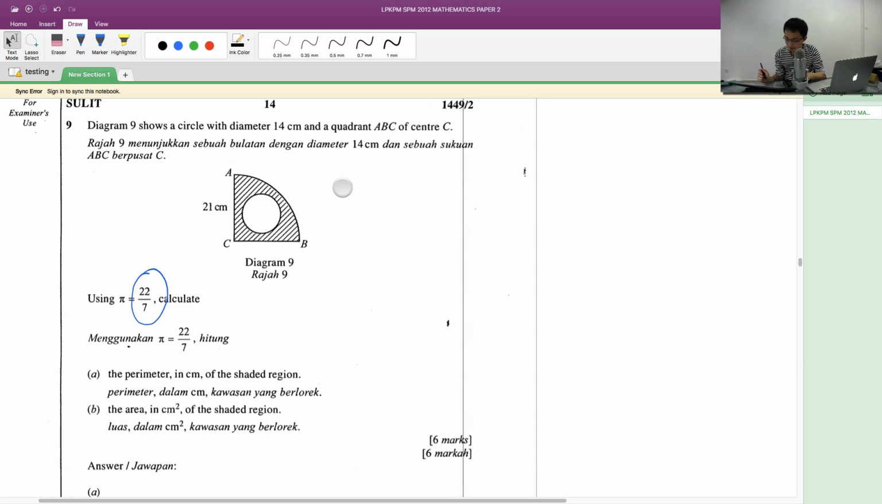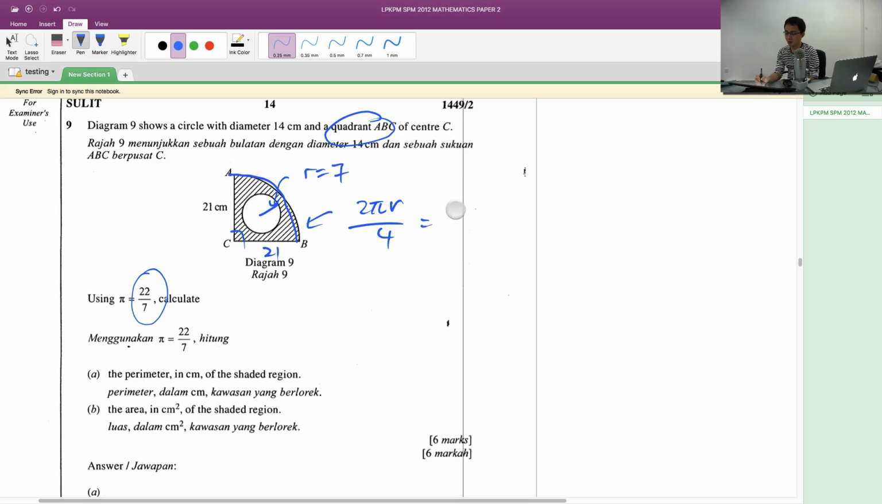In diagram 9, the circle has a diameter of 14. Since the diameter is 14, the radius is 7, which is 14 divided by 2. For the sector, the radius is 21. I want to find the arc length AB first. It's just 2 pi r divided by 4, because this is a quadrant. Quadrant means 90 degrees.